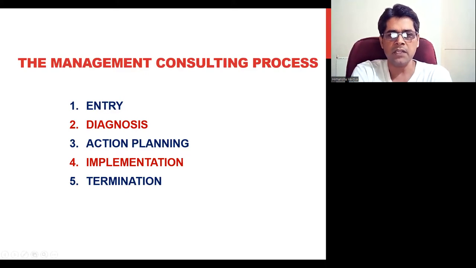The management consulting process can be classified into its constituents in many ways. One classification, which we will use today, is based upon our reference book for the course, that is Management Consulting by Milan Kubr. And the book uses a classification which deconstructs the management consulting process into 5 constituents, 5 sequential constituents that follow one after another.